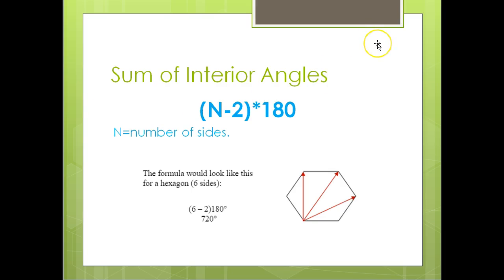Okay, so now let's talk about interior angles. In order to find the sum of interior angles, we have to take the number of sides and subtract 2 to find the number of triangles. And remember, each triangle is 180 degrees, which is kind of cool. So since each triangle is 180 degrees, we multiply by 180. So if this case is a 6-sided polygon, also known as a hexagon, we subtract 6 minus 2, which would be 4, multiply by 180, and we get 720. And that is the total number of degrees inside this polygon.